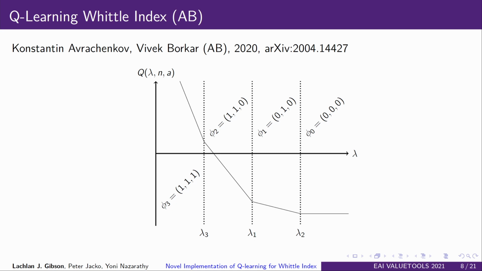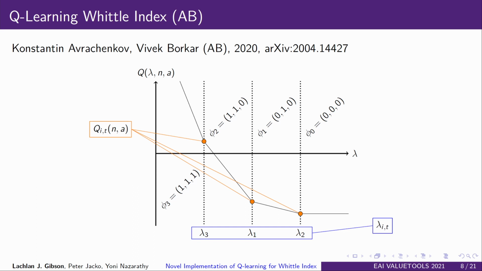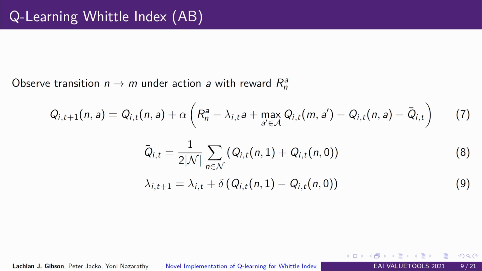converge under certain assumptions. In their implementation, they maintain estimates of Q values at each Whittle index, indexed by i, as well as the Whittle index values at each time step t. For each observed transition from state n to m under action a with the reward r, typical relative Q updates are computed using equation 7. Alpha represents the learning rate, which can depend on the time step, and Q bar represents the average Q value across all states and actions.